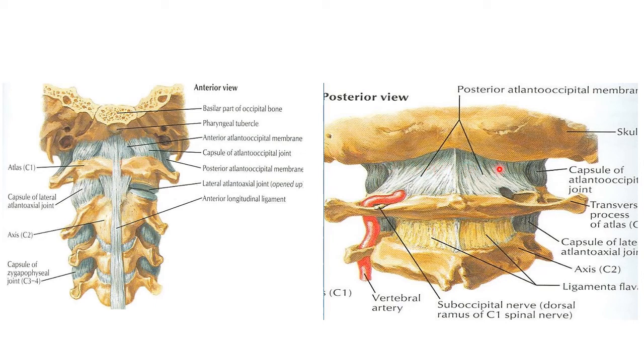This is another accessory ligament, which is the posterior atlanto-occipital membrane. It is attached below to the upper border of the posterior arch of the atlas and above to the posterior margin of the foramen magnum. Inferolaterally, in this area, it arches over a groove on the upper surface of the posterior arch of the atlas. This groove is for the vertebral artery and first cervical nerve.